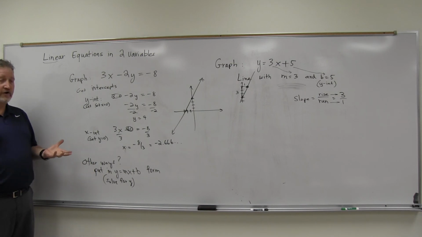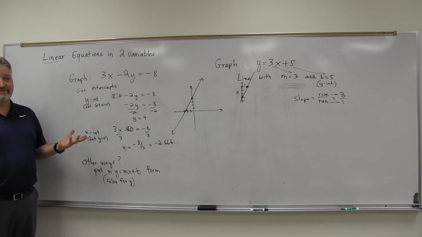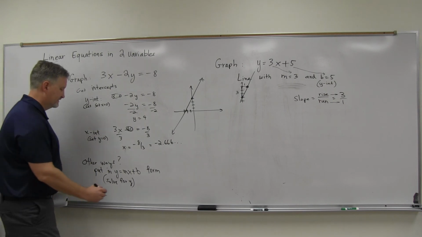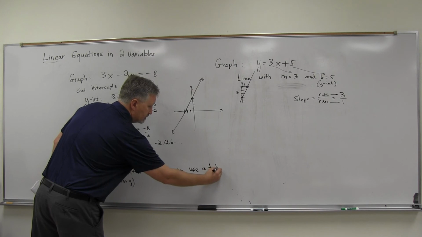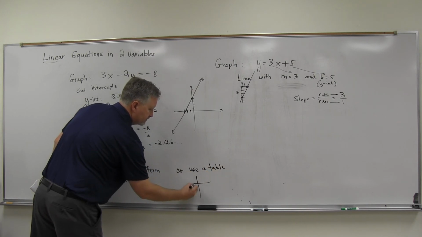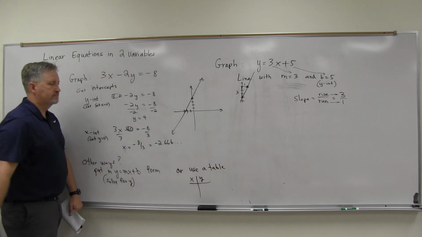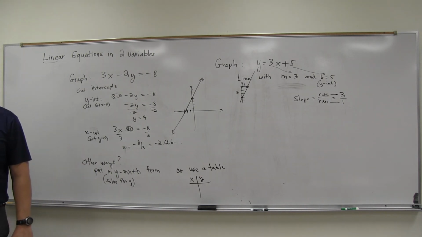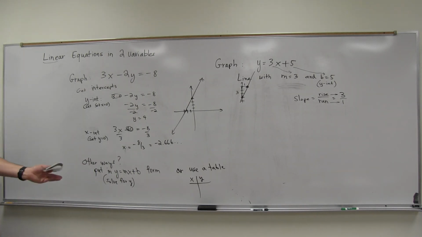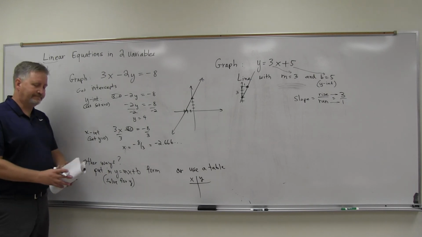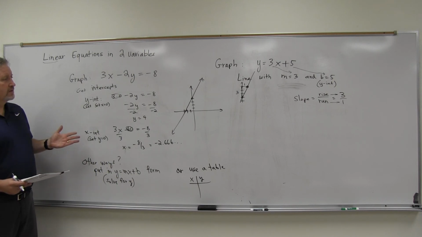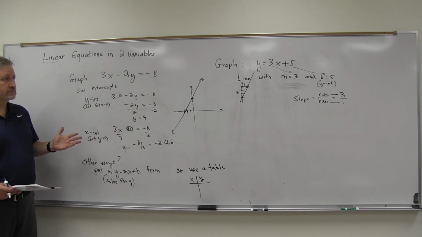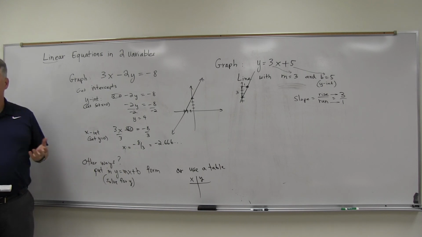And then also, what other way? There's always, use a table, right? X and Y values. Choose some X values, plug them in, and find the Y values. All right, so many options there. Any other questions or concerns on that? Okay? All right.